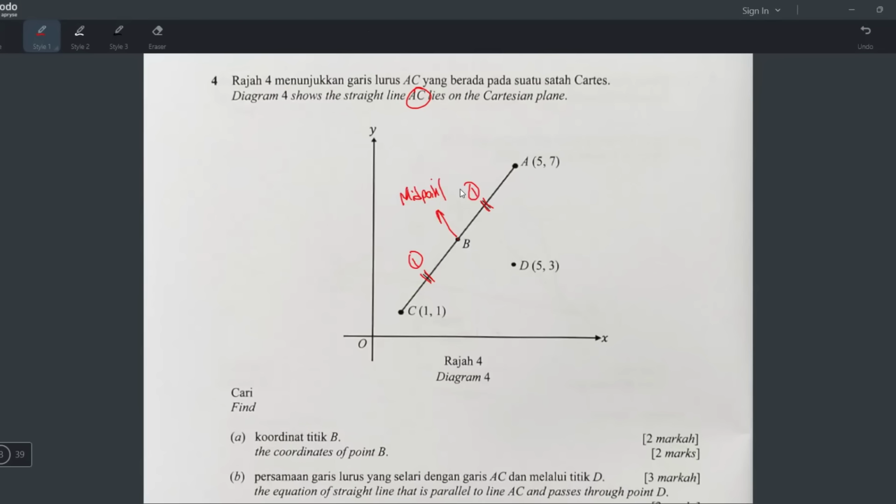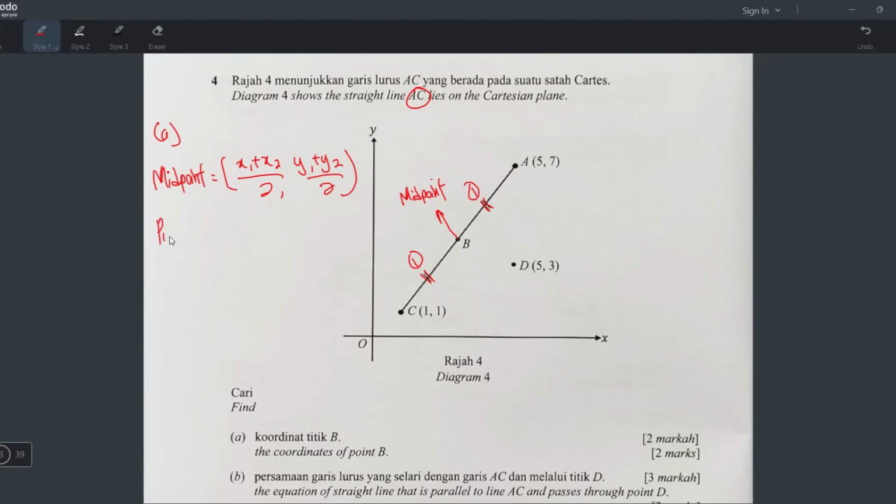And that means we can use the midpoint formula to find point B, right? And then we have a random point D here. So now we read the question, find the coordinate of point B. Yeah, this one you have to use the midpoint formula. So midpoint equals, the formula is x1 plus x2 divided by 2, y1 plus y2 divided by 2. That's how you find the midpoint, okay?